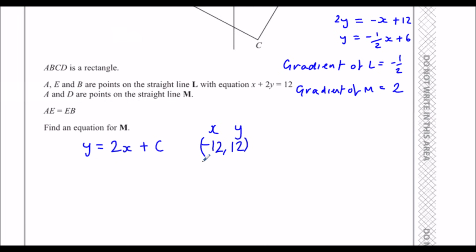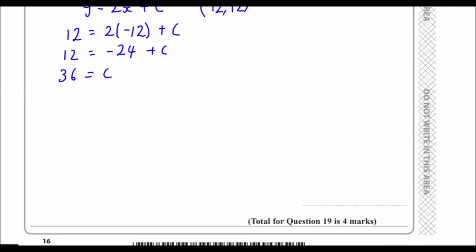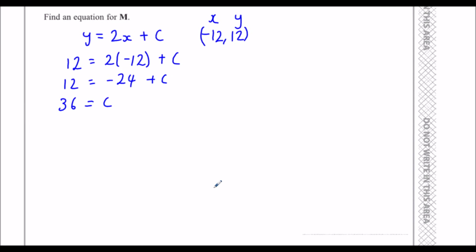So if it goes through negative 12, 12, x is negative 12, y is 12. So we can substitute these in and find c. So 12 equals 2 times negative 12 plus c. 12 equals negative 24 plus c. Add 24 to both sides. c is 36. So the equation for m is y equals 2x plus 36.